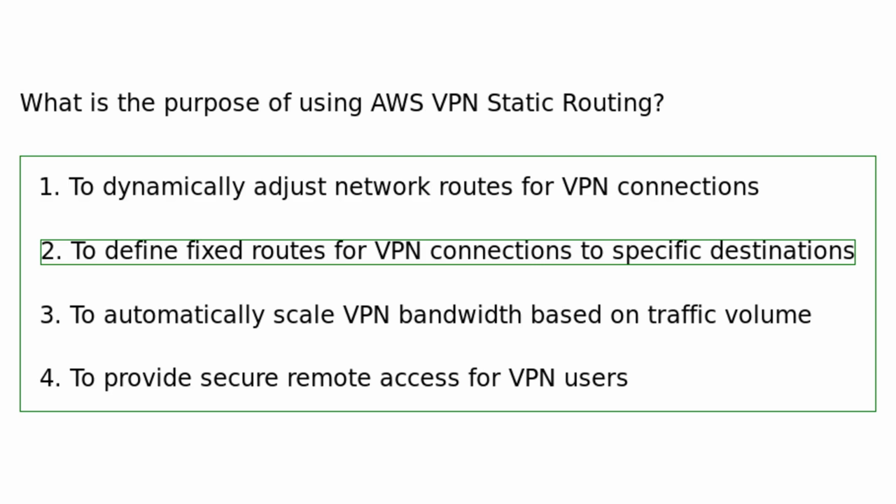AWS VPN static routing is used to define fixed routes for VPN connections to specific destinations, ensuring traffic is directed along predefined paths for predictable routing and network stability.